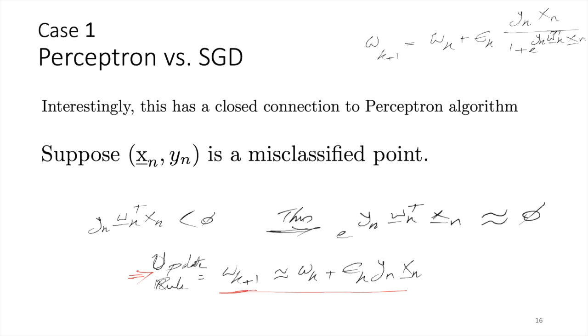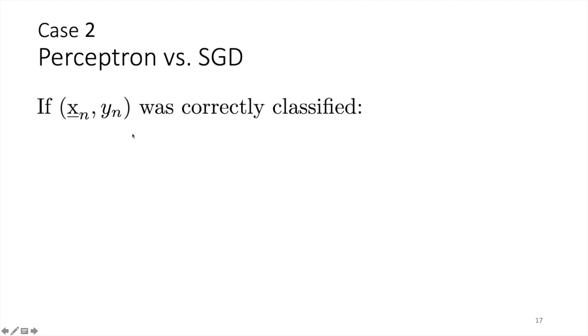Now let's see case 2, where you had a point correctly classified. Let's see what's going to be the relation between these two. So now in this case, this will be positive, right?